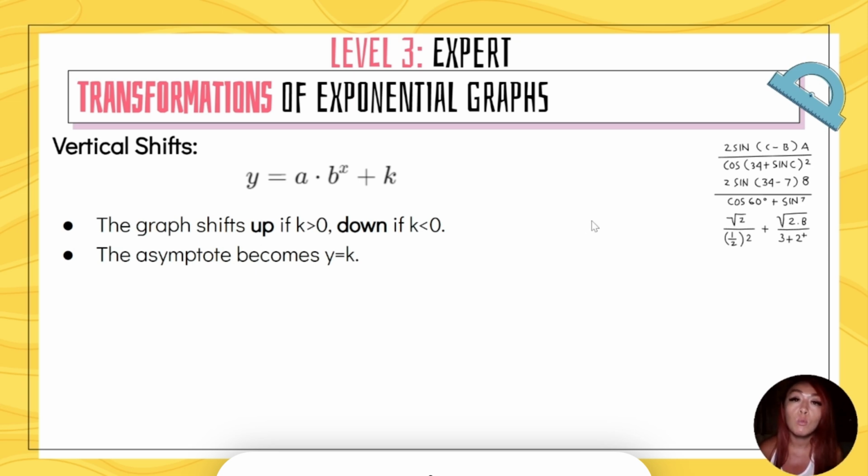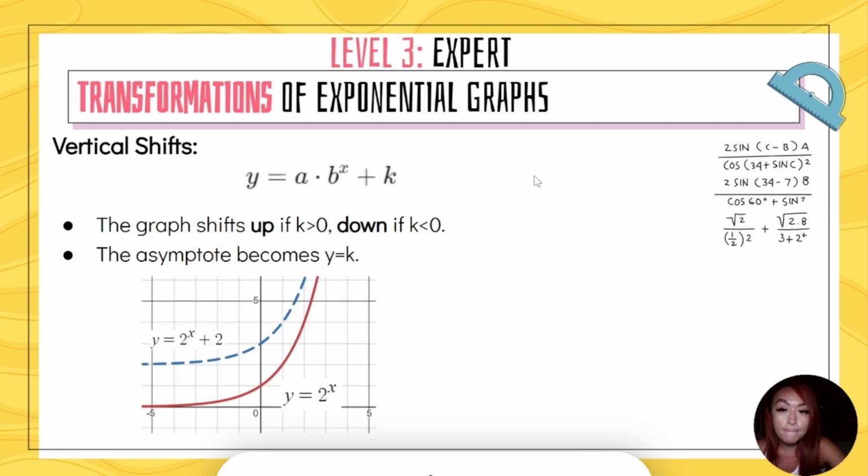In Level 3, we'll talk about transformations of exponential graphs. So first, let's talk about vertical shifts. When your equation is in this form, a times b to the x plus k is going to represent a vertical shift. When k is greater than 0, or when it's positive, your graph shifts up.